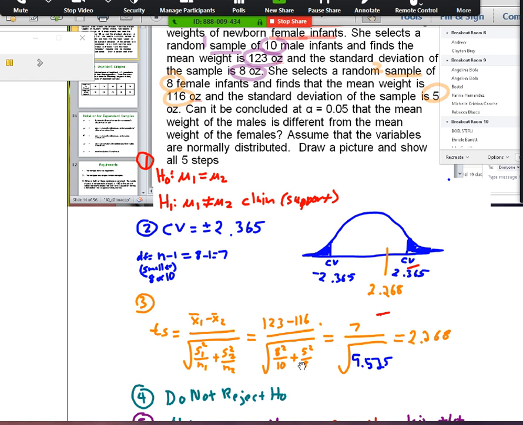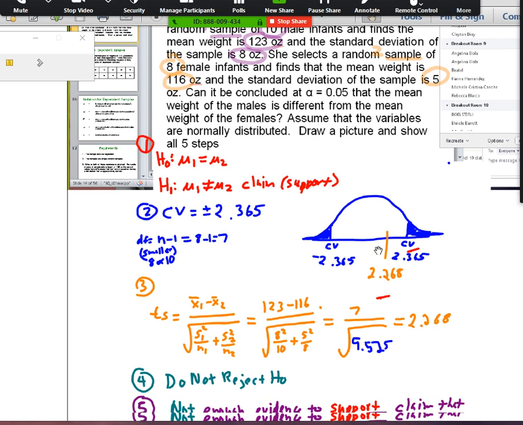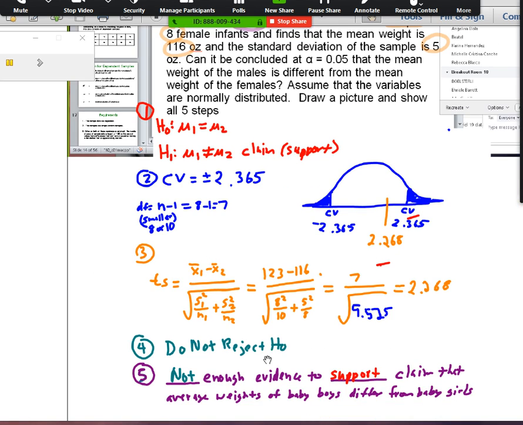If you square that and divide by 10, and then add it to the other one, you're going to get 9.525 down below, which ends up being just over 3. So 7 divided by 3.1 or something like that. Anyway, you end up getting 2.268. So 2.268 is my test stat. It's definitely in this not guilty range, just barely, but it is in the not guilty range. So this is do not reject, not enough evidence. We're not going to reject H0, which means we do not have enough evidence. Those two go hand in hand.